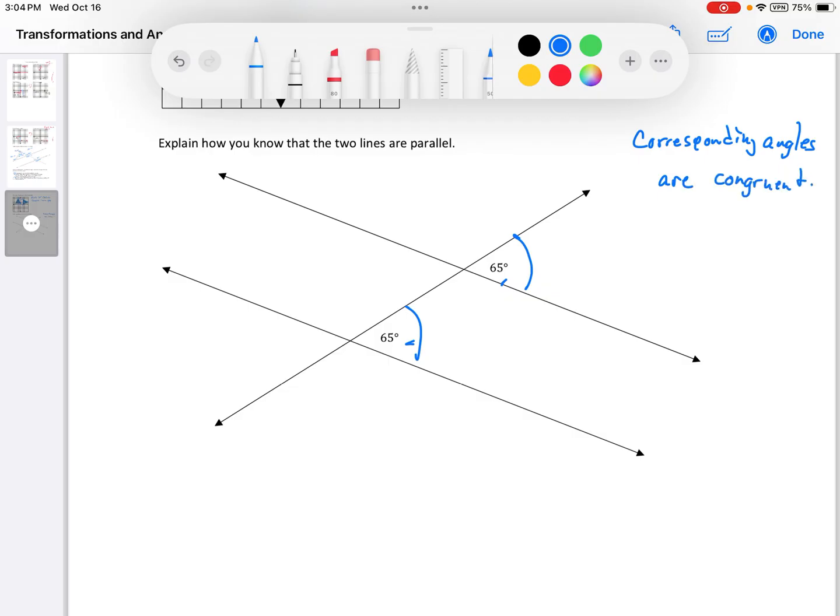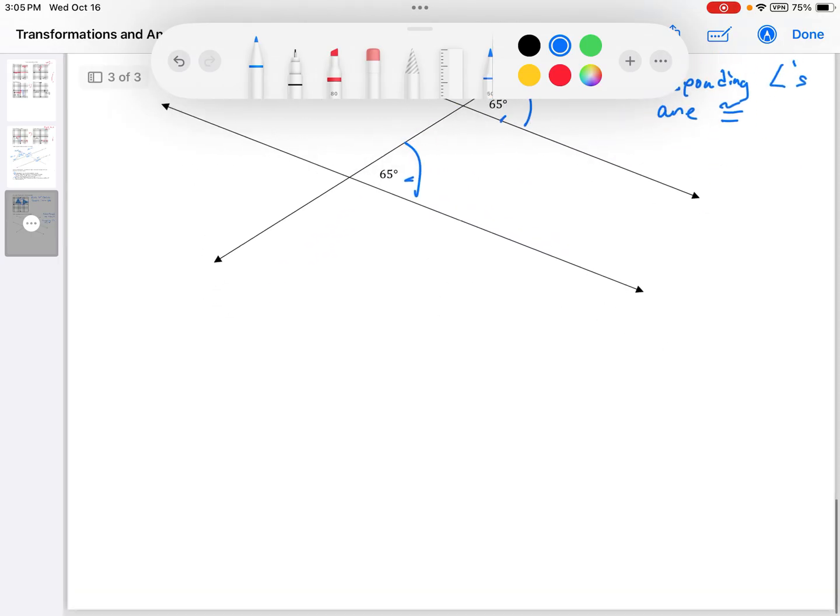If I wanted to write that using symbols, I would write corresponding. I don't have a symbol for corresponding. Angles are congruent. And that's writing it in symbols, but it means exactly the same thing.